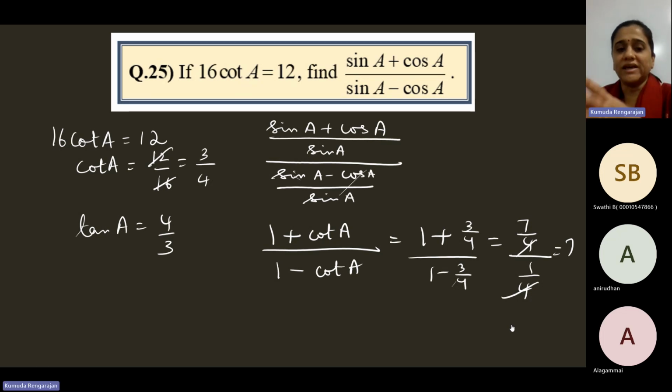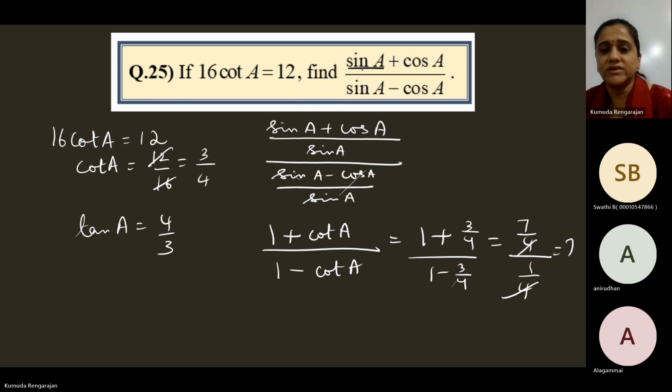We know cot A is 3/4. In this expression whose value we have to find, we have sin and cos. So we'll divide by some ratio so that we can get cot and use that value straight away. You can also divide by what? Cos A. If you divide by cos A, what will you get?